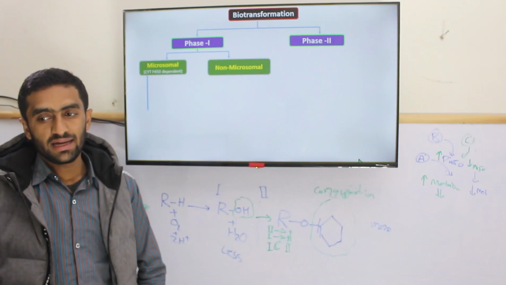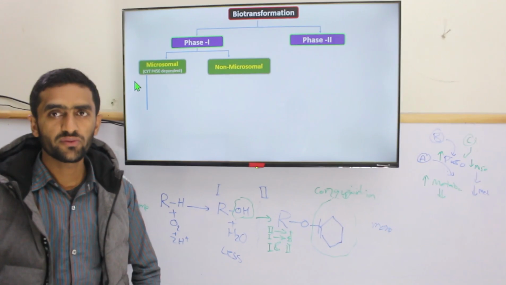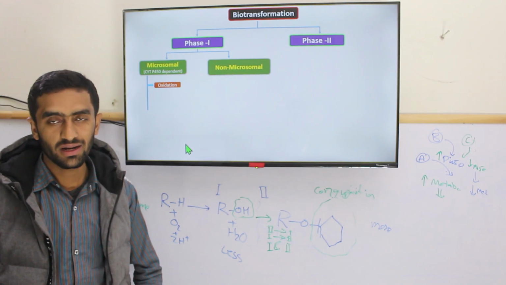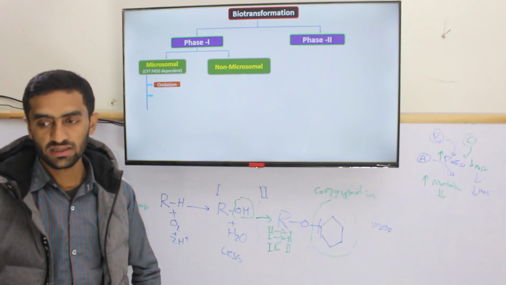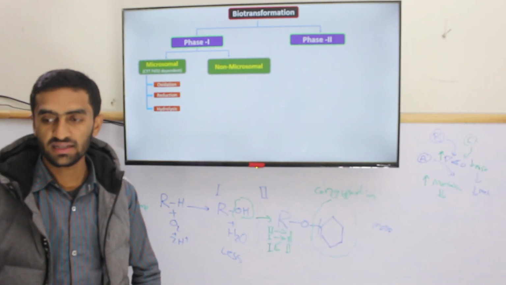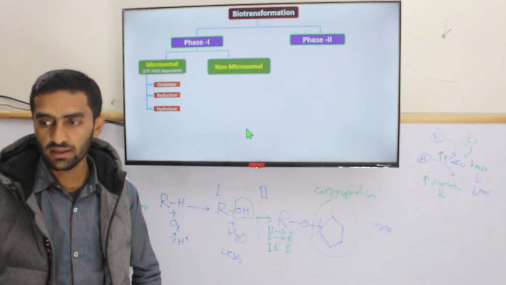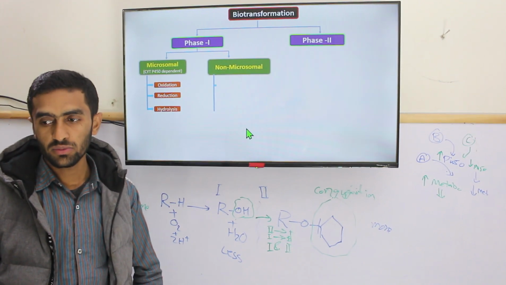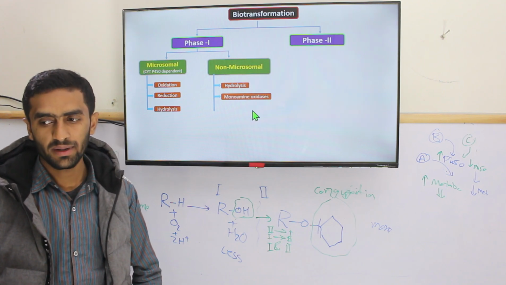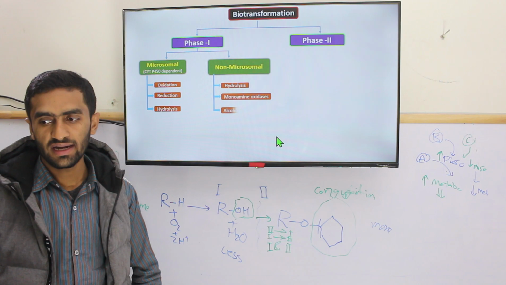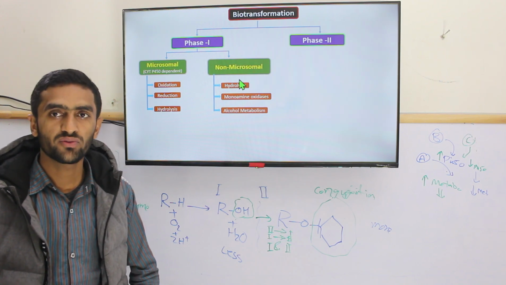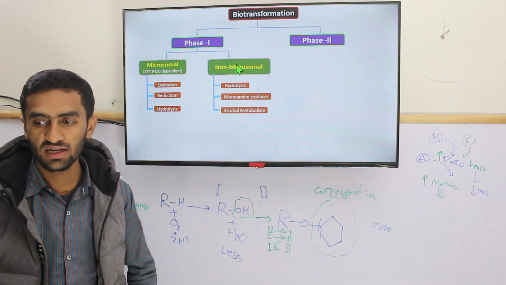So microsomal, which is cytochrome P450 dependent, is where we discuss the different processes, for example oxidation, reduction, and hydrolysis. These are the reactions which take place in the microsomal part. While in the non-microsomal, we discuss hydrolysis, the monoamine oxidases, and alcohol metabolism. So these are cytochrome P450 independent.